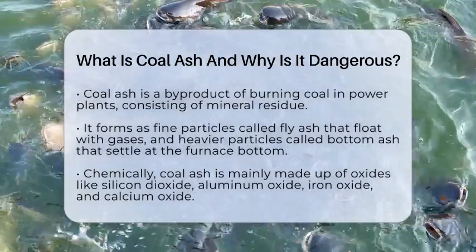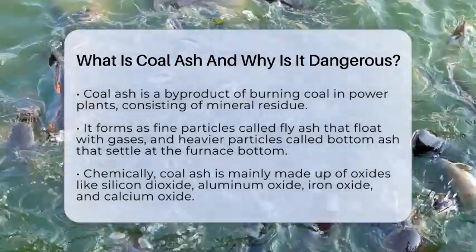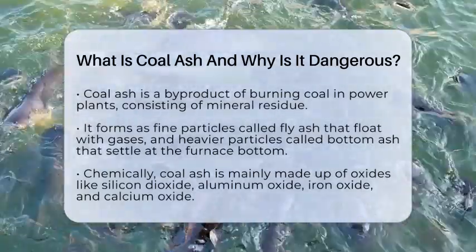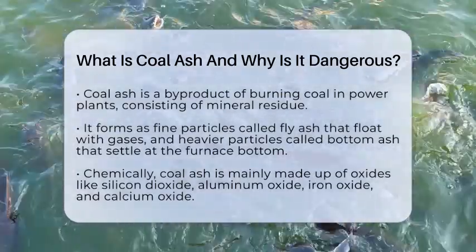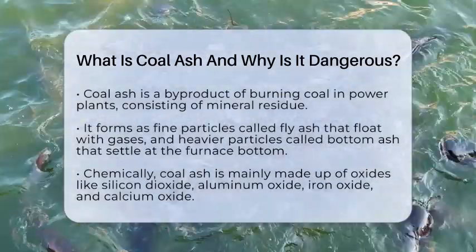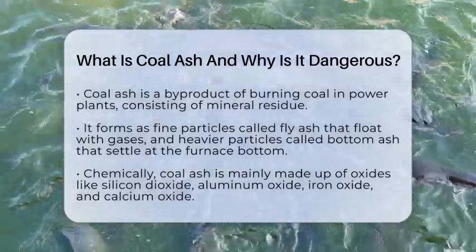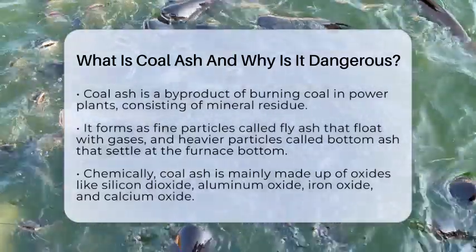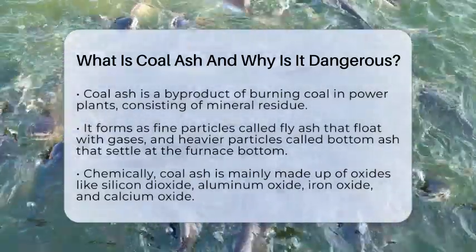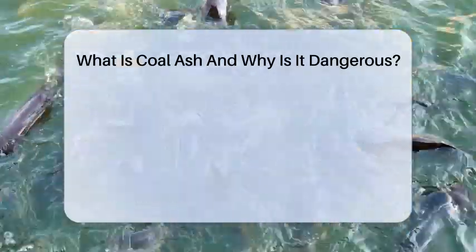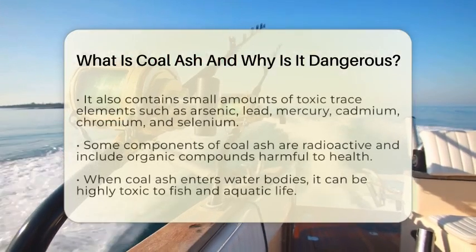When coal is burned, the mineral parts don't burn up. Instead, they turn into fine particles called fly ash that float with the gases. Heavier particles, known as bottom ash, settle at the bottom of the furnace. Chemically, coal ash is mostly made up of oxides like silicon dioxide, aluminum oxide, iron oxide, and calcium oxide. These make up over 90% of its mineral content.